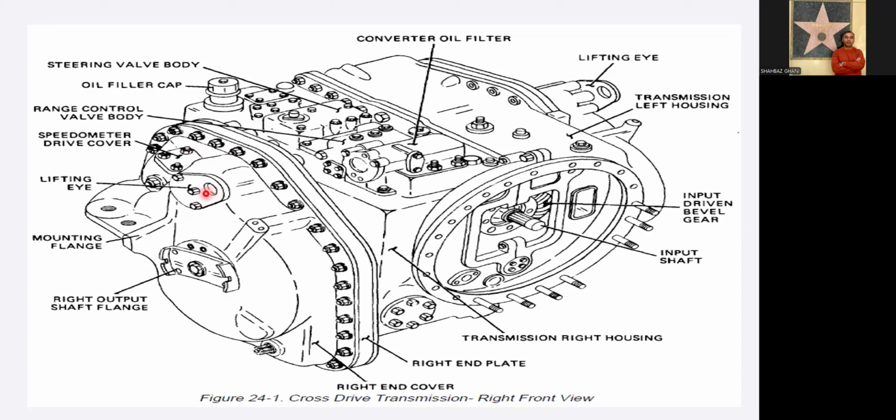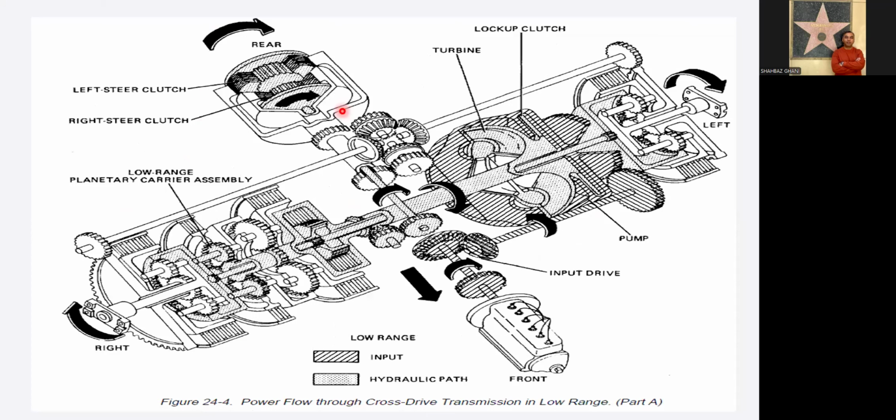Basically these are the lifting hooks, and these are the mounting flanges and the valve bodies. So this is how it looks. The power is coming from your engine to the input shaft. Then this is your input bevel gear. From that bevel gear it goes to the lockup clutch, and this is your torque converter. From this torque converter it goes to a different set of planetary gears, and this is the steering gear mechanism.